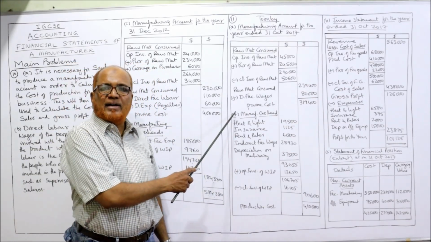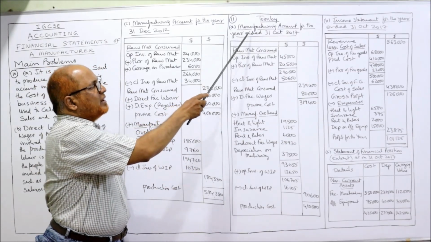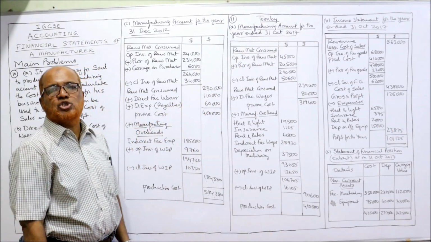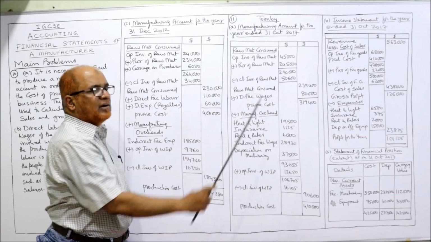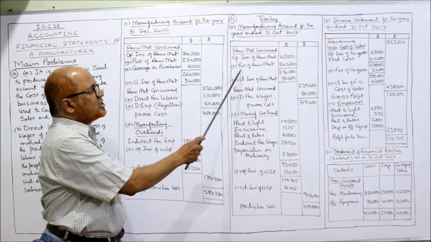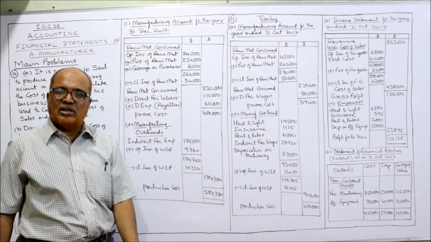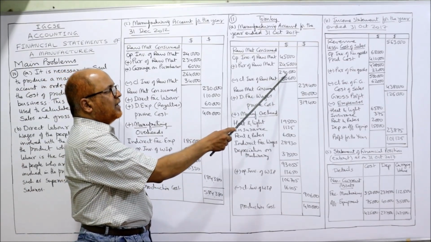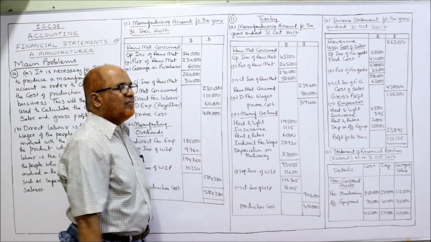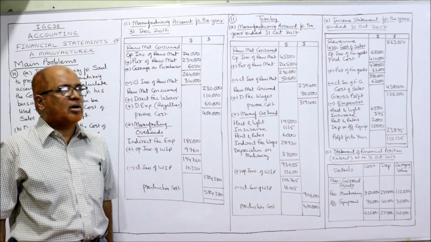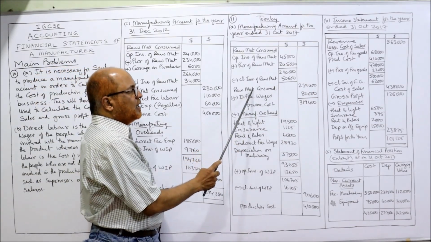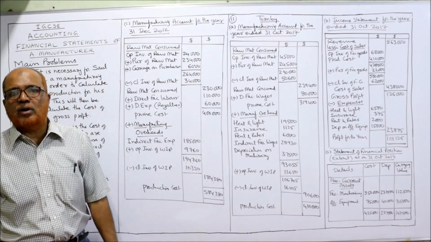First we complete the manufacturing account. Manufacturing account for the year. Raw material consumed. Opening inventory of raw material 45,000 given. Purchase of raw material 2,45,000 given. Add up both, we get 2,90,000 minus closing inventory of raw material, closing stock 50,600. Deduct, raw material consumed 2,39,400.